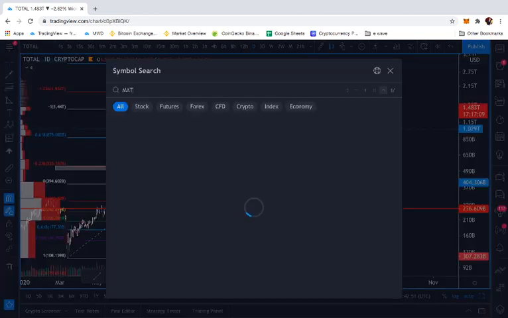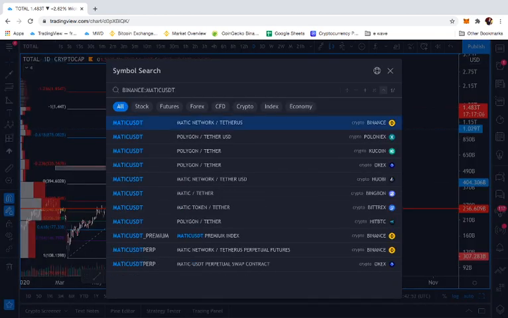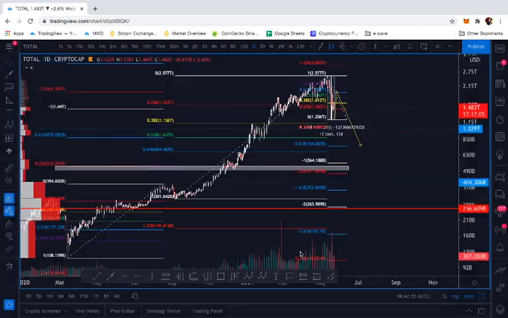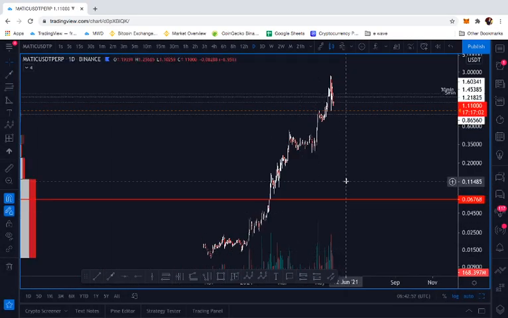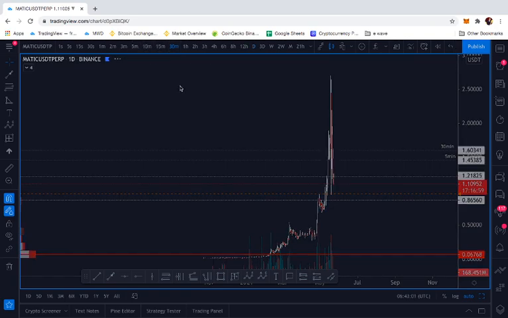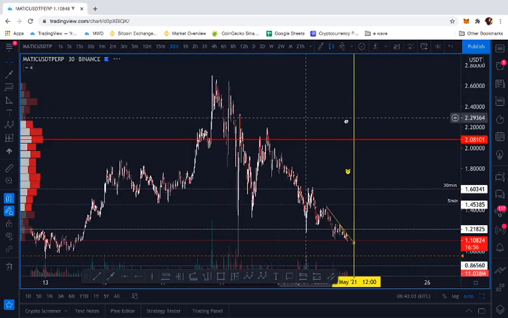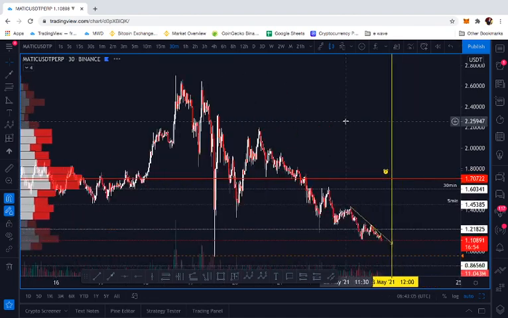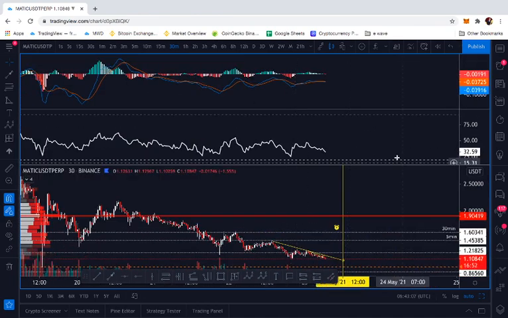Let's take a look at MATIC here, because we are traders, right? And we want to learn from mistakes, and we want to do the best that we can in our ability. So let's take a look at the 30-minute. We'll end it off like this. The 30-minute RSI, the MACD.